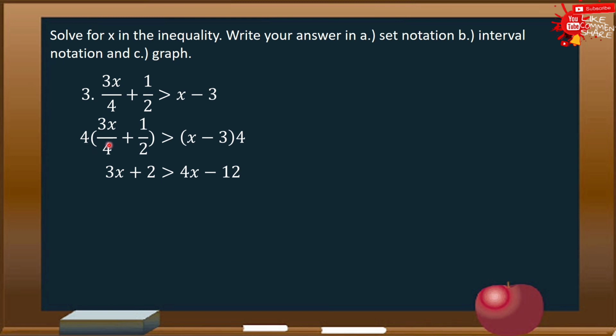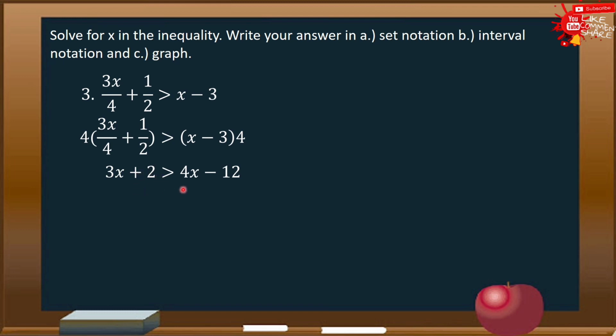And then, 4 times positive 1/2 is positive 2. Then, is greater than. So, we have here 4 times x, which is 4x. And 4 times negative 3, which is negative 12. Then, pagsasamahin lang lahat natin ng may variable sa left side.